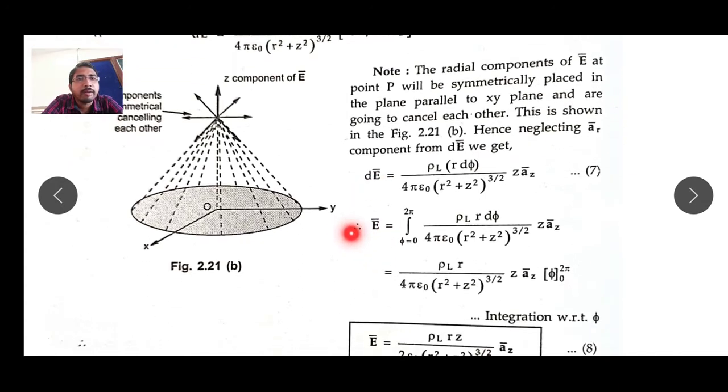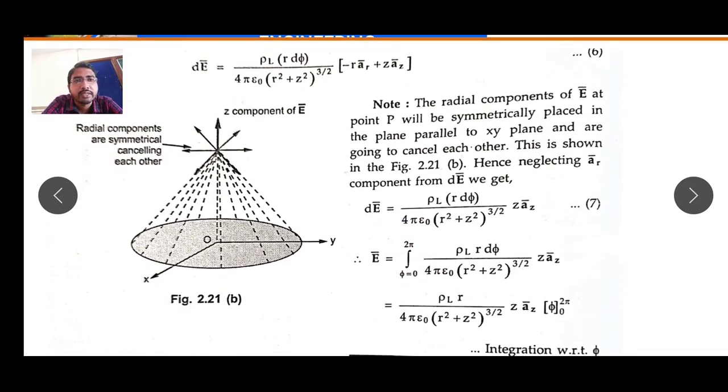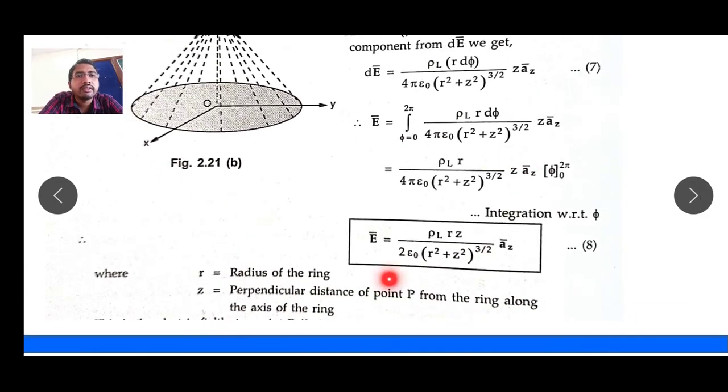But if you want the complete electric field intensity due to the whole circular ring, then integrate over the cylindrical coordinate limits. Already we know the radius, already we know the z value. The only variable value is phi running from 0 to 2 pi. If you substitute that, this is the electric field intensity E bar due to a charged circular ring at a point P: rho l into r z by 2 epsilon naught (r square plus z square) whole power 3 by 2 into az bar volts per meter. This is the electric field intensity due to a charged circular ring.